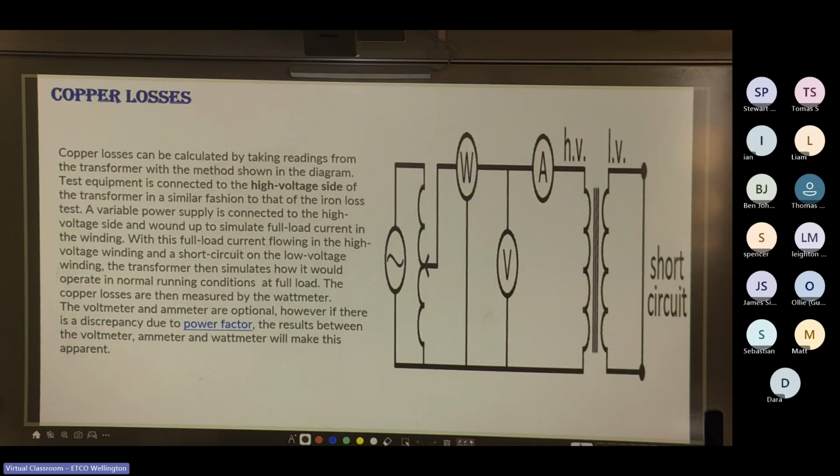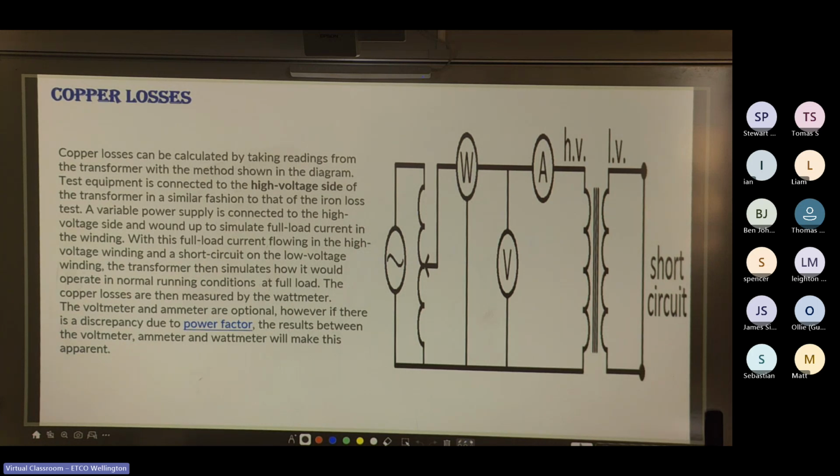Cool. So copper losses can be calculated by taking readings from the transformer with the method shown in the diagram. The test equipment is connected to the high voltage side of the transformer in a similar fashion to that of the iron loss test. A variable power supply is connected to the high voltage side and wound up to simulate full load current in the windings. With this full load current flowing in the high voltage winding and a short circuit on the low voltage winding, the transformer then simulates how it would operate in normal running conditions at full load. The copper losses are then measured by the watt meter.